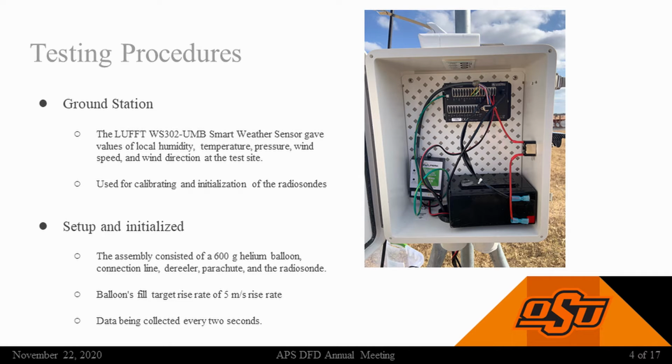Once everything was set up and initialized, the launch configuration was ready to assemble. This assembly consists of a 30-gram helium balloon, connection line, derailleur, parachute, and radiosonde. The balloon's fill target was based off the total weight of the payload and the desired rise rate. For the most accurate data collection, a rise rate of 5 meters per second was targeted, with data collection every 2 seconds.